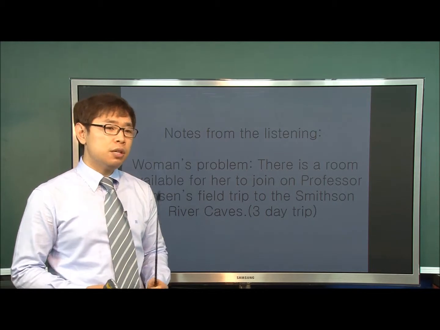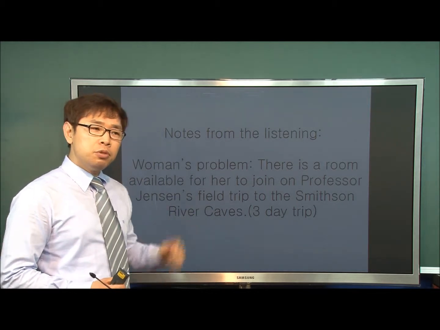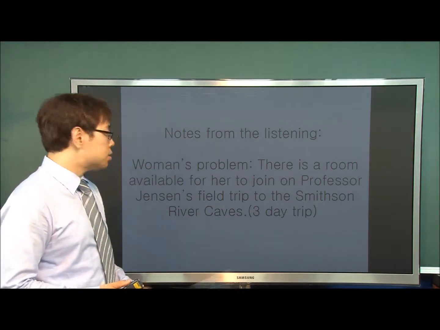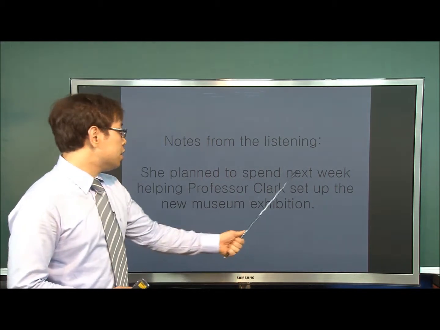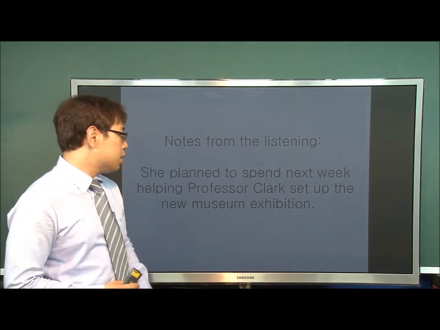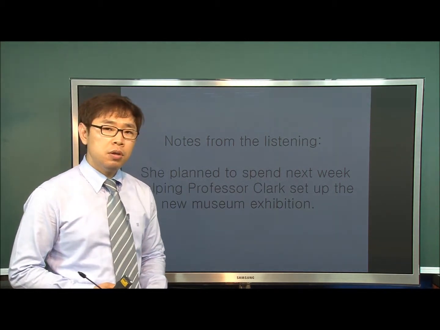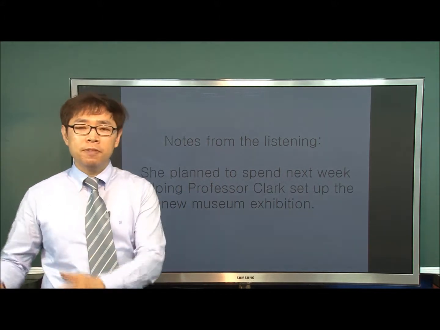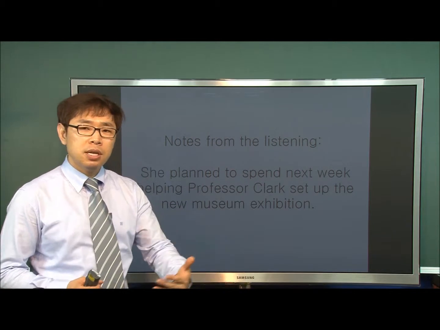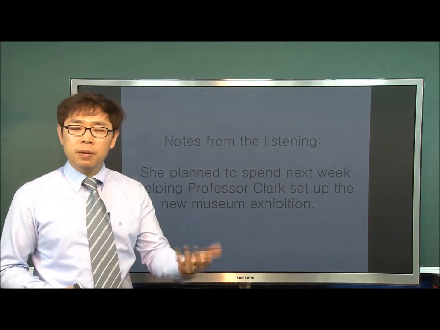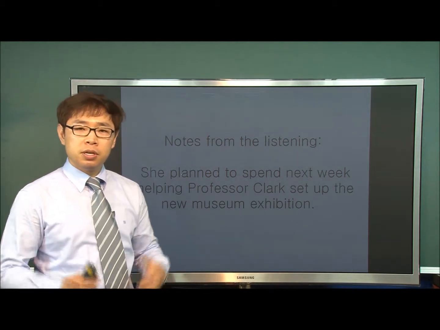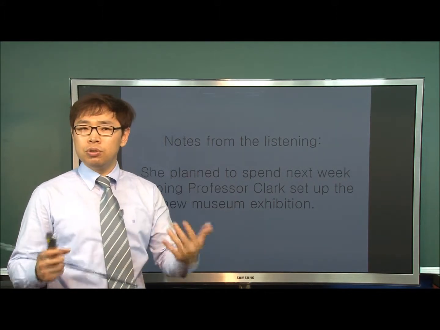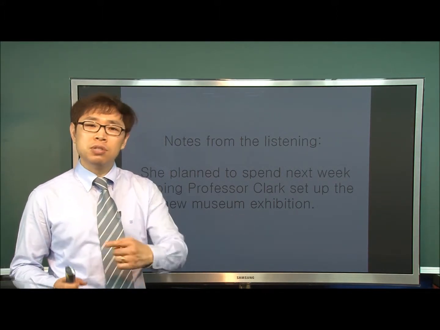The main reason she cannot is that she thought she was not able to go, so she arranged a schedule with someone else. She planned to spend next week helping Professor Clark set up the new museum exhibition. Because she had free time, she decided to help out another professor, and she prearranged this. Now the professor showed up and said, guess what, you can go because you wanted to go so much. So she has 2 things to do at a time, and she needs to make a choice about which one to select.